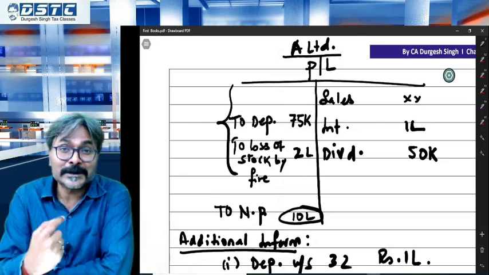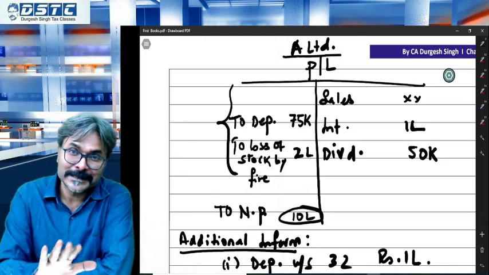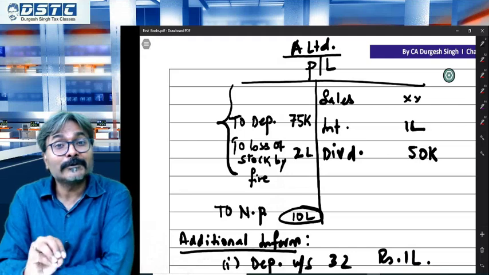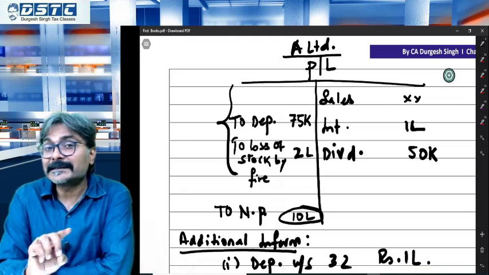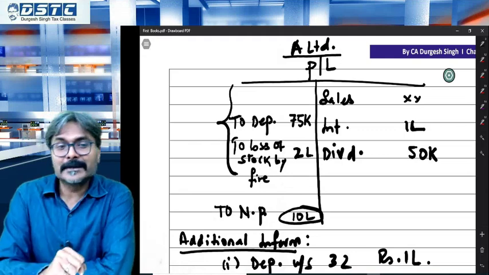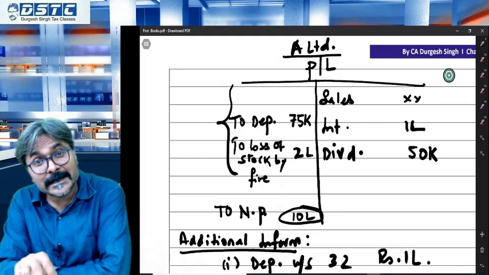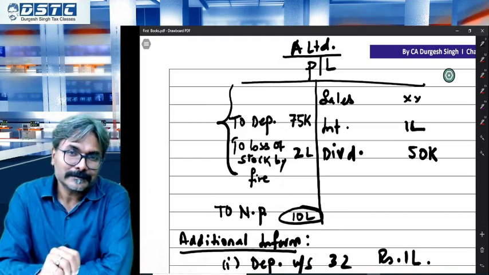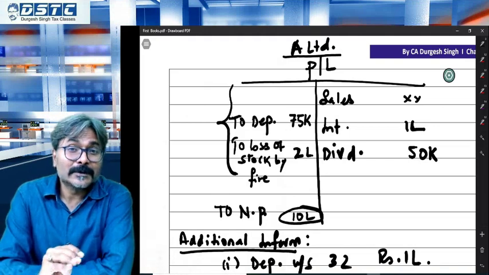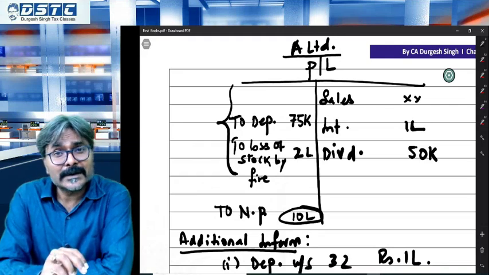But I also have got my own ways of making you memorize those section numbers. It will happen, but right now I'm trying to only test how many of you can give me the citation of the section number where this particular loss of stock by fire is covered as a deduction. Where is it covered as a deduction?